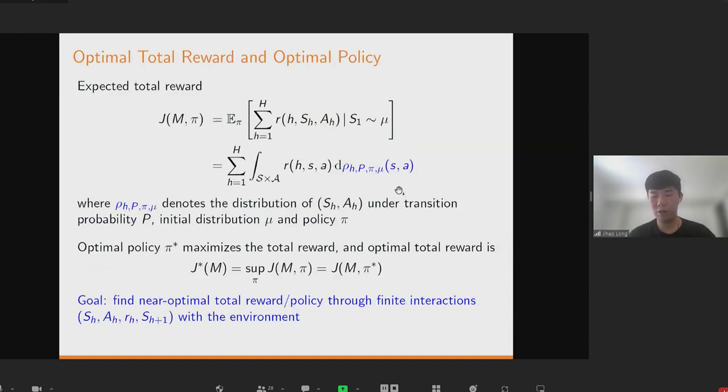We denote the expected total reward of an MDP M with a policy pi as J of M and pi. Here, S sub h and A sub h are generated by the transition probability P, initial distribution mu, and the policy pi. We then use rho sub h, P, pi, and mu to denote the distribution of S sub h and A sub h generated in this way. Our goal is to find the optimal reward function and the optimal policy through finite samples.